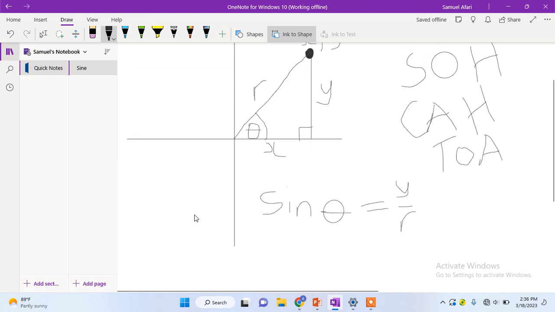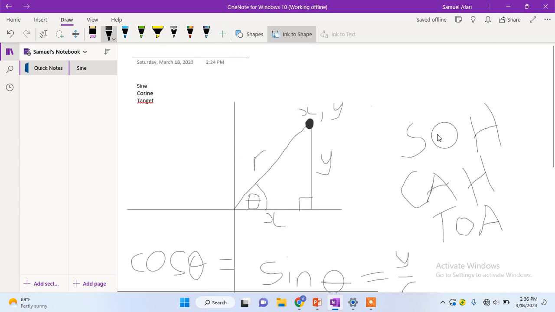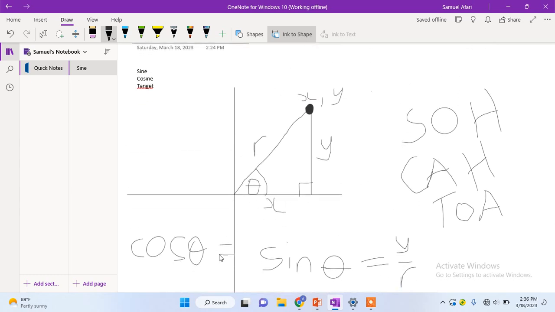So that's sine theta. Let's look at cos theta. Cos theta is adjacent over hypotenuse. This is the adjacent, x, and the hypotenuse is r. So cos theta is going to be x over r. And then we look at tan theta.